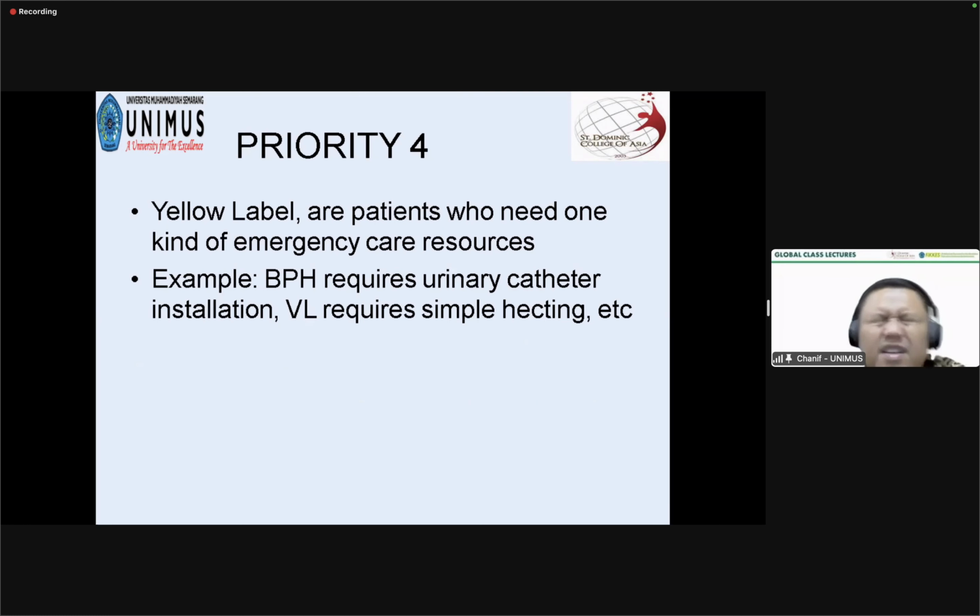And then for priority 4, it is yellow also, similar with priority 3. It is for patients who need one kind of emergency care resource. For example, patient with BPH, benign prostate hyperplasia. For these patients, they require a urinary catheter installation. And then for the patient with vulnus laceratum, they require simple hecting and etc. That is for priority 4.